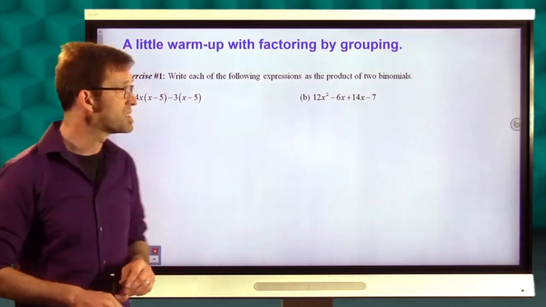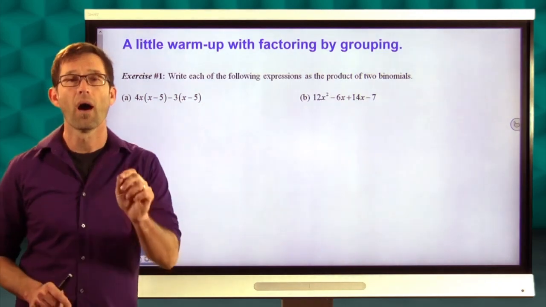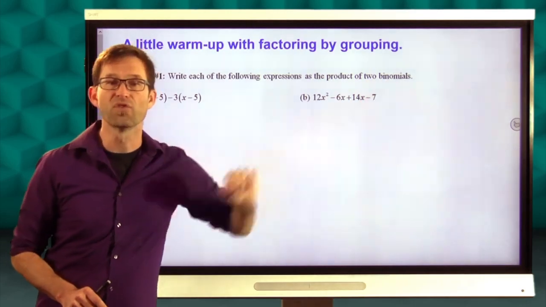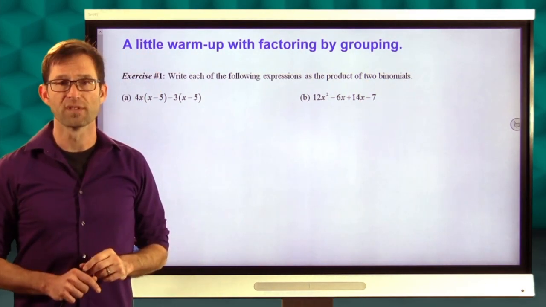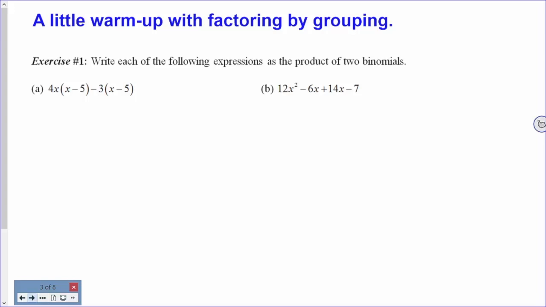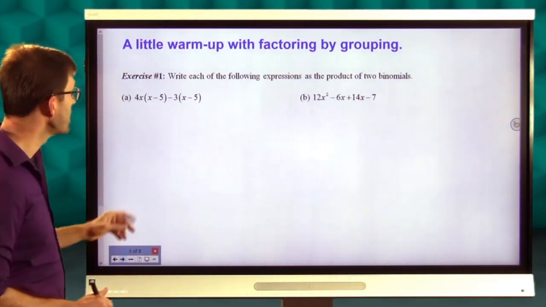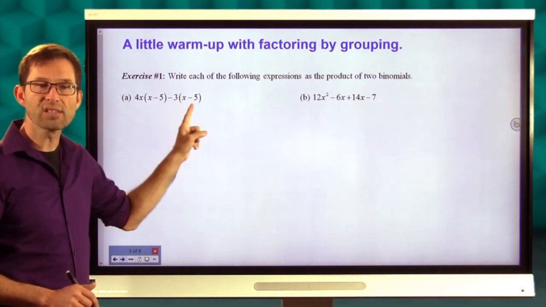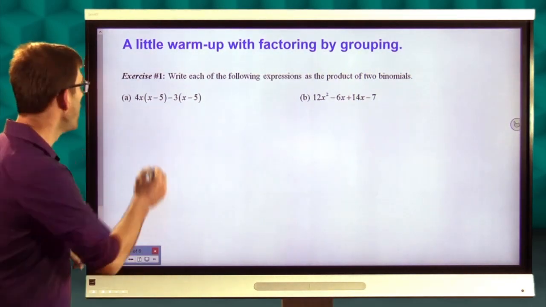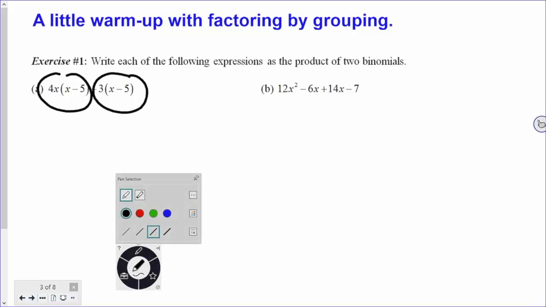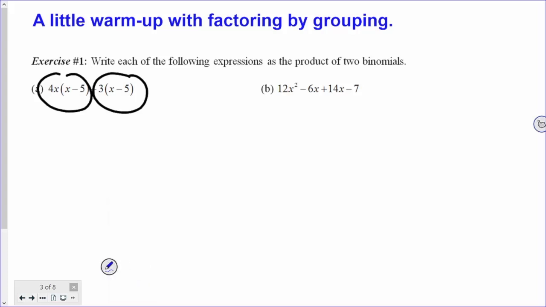Still, since in theory this is a review problem, I'd like you to take a moment and try to factor each of these two into the product of two binomials. Take a moment to do that. All right, let's go through it. Now, the first one should be relatively easy because what we can see is that x minus 5 is a factor of both this and this. So what I can do is pull an x minus 5 out of both of those.